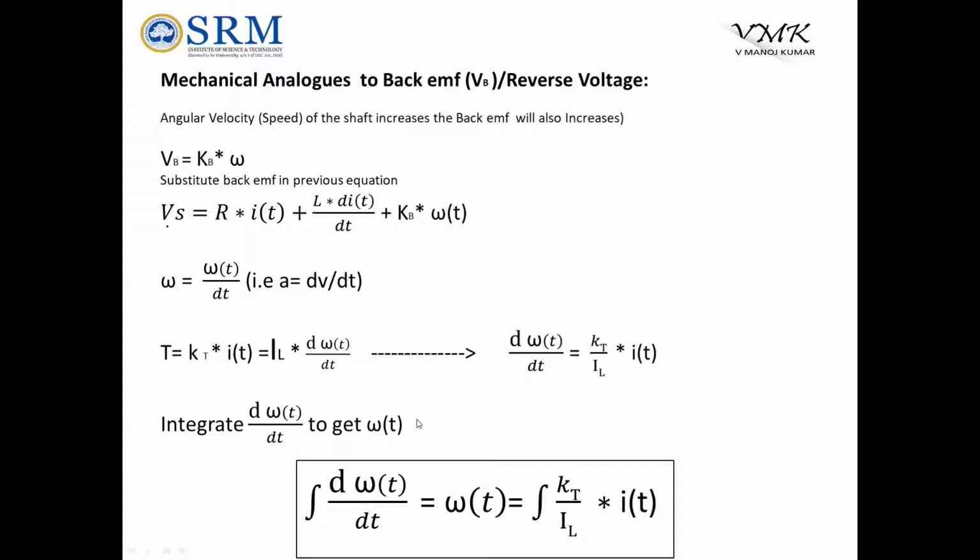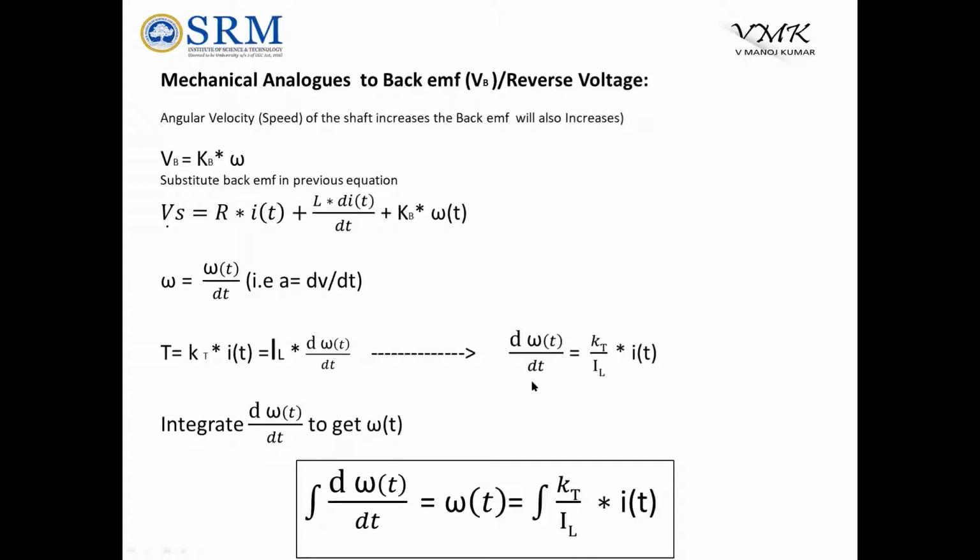Now I need to find this omega of t. I need the value of omega of t. So how to find this omega of t? I can derive it from this equation: KT into I of t is equal to IL into d omega of t by dt, which is nothing but acceleration. So d omega of t by dt is equal to KT by IL into I of t.